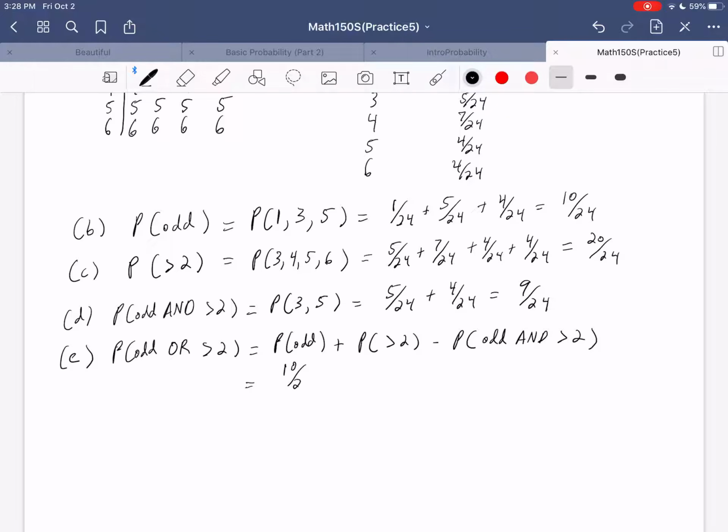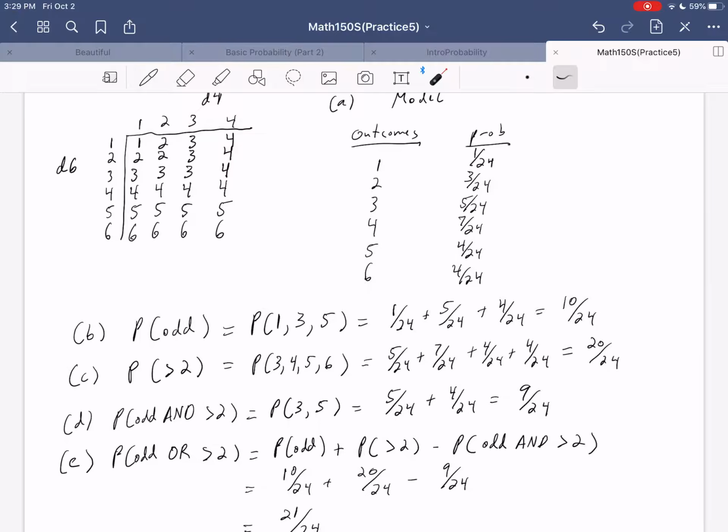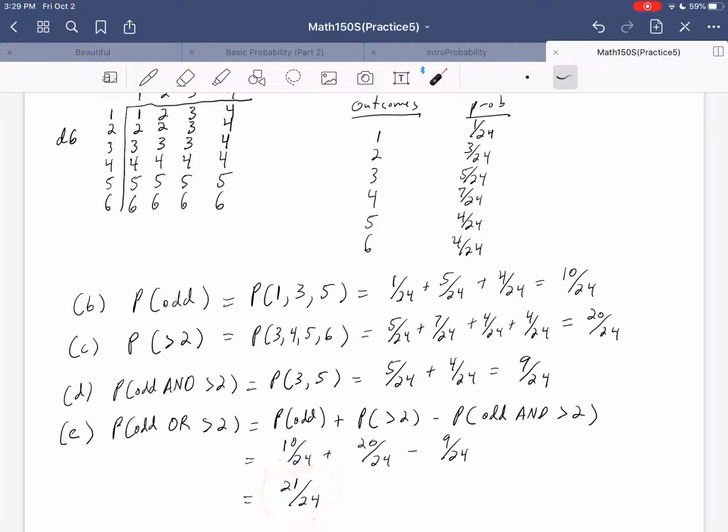So we would get 10 out of 24 plus 20 out of 24 minus 9 out of 24, which would ultimately give us 21 out of 24. Now, could we get the same thing if we just came up with the actual outcomes and did it manually? Sure. The odds would be 1, 3, 5. The greater than 2s would be 3, but it's already listed, 4, 5, but it's already listed, and 6. So it would be 1, 3, 5, 4, and 6. If we just do those, it would be 16 out of 24, 13 out of 24, 17 out of 24, 21 out of 24, which, of course, is the answer we got there.